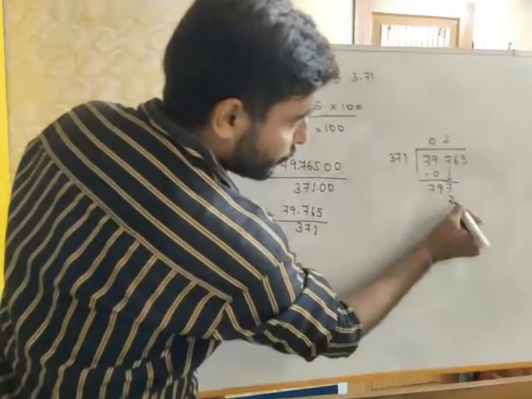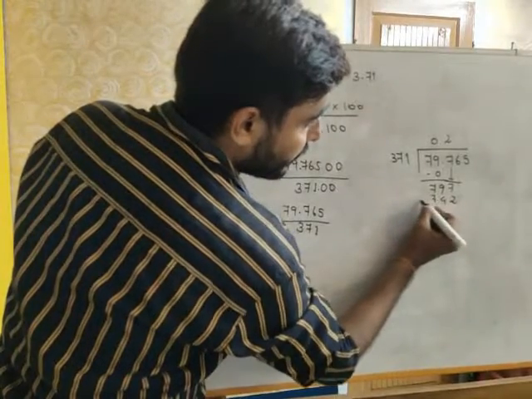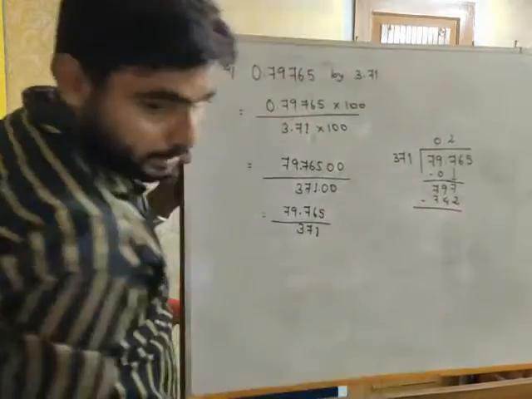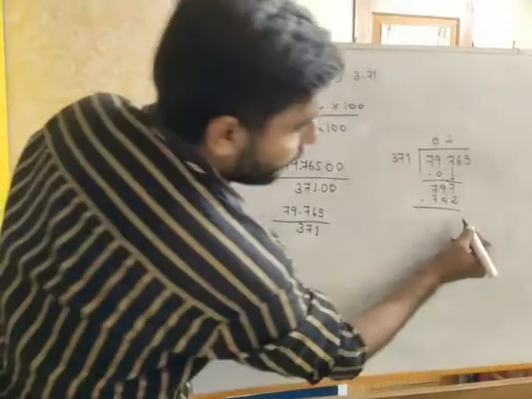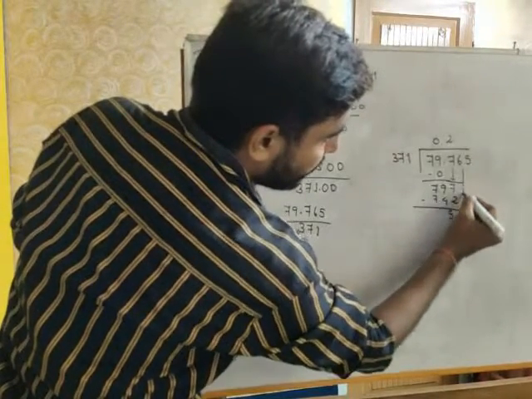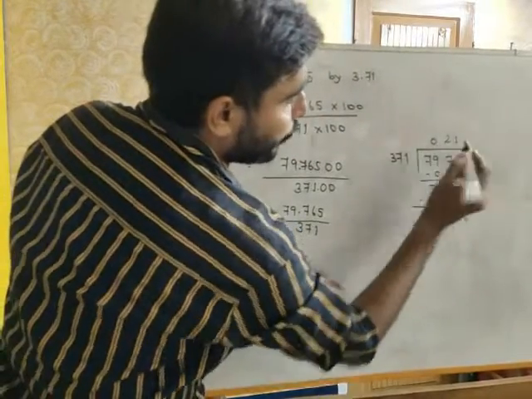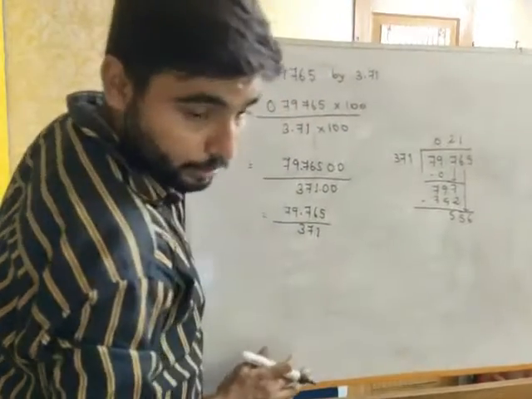2 into 1 is 2. 7 into 2 is 14. Carry 1. And 3 into 2 is 6. 6 plus 1 is 7. So 7 minus 2 is 5. 9 minus 4 is 5. What is the next number? 6. So it will go one time because 2 times will become 742.